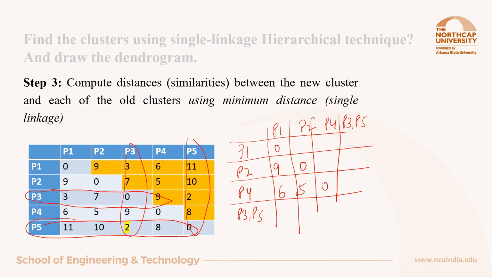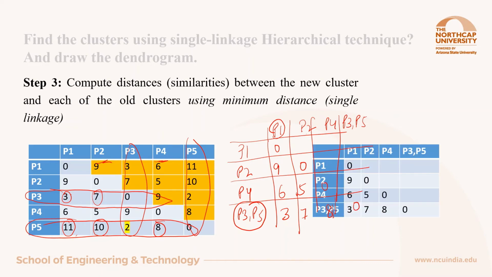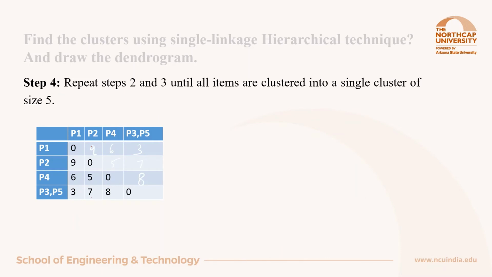And to write the distance between P1 and P3, P5, write the minimum of 3 or 11. So 3 is the minimum. Then between P2 and P3, P5, you will have to write the minimum of 7 and 10. So 7 is the minimum. Then between P4 and P3, P5, 8 is the lowest, and between P3 and P5, 0. So this way your matrix will be formulated. Now we have to repeat steps 2 and 3 until all the points are merged together into a single cluster.